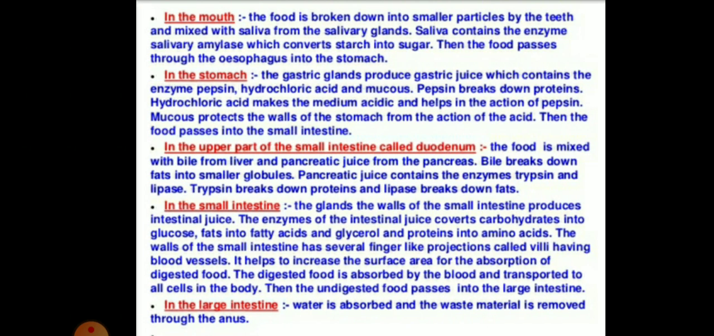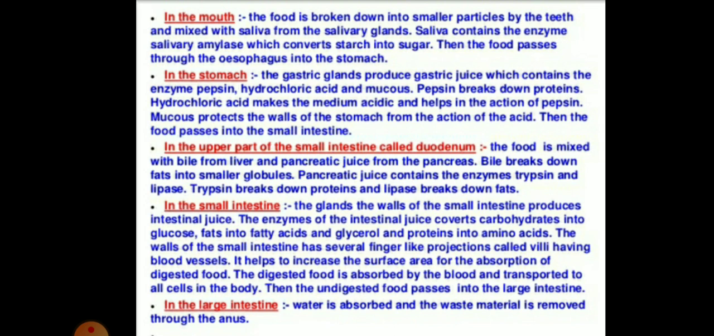In the mouth, the food is broken down into smaller particles by the teeth, and mixed with saliva from the salivary glands, and the saliva contains the enzyme called salivary amylase, which converts starch into sugar, meaning polysaccharides into disaccharides, and then the food passes through the esophagus into the stomach. The esophagus is also called the food pipe.